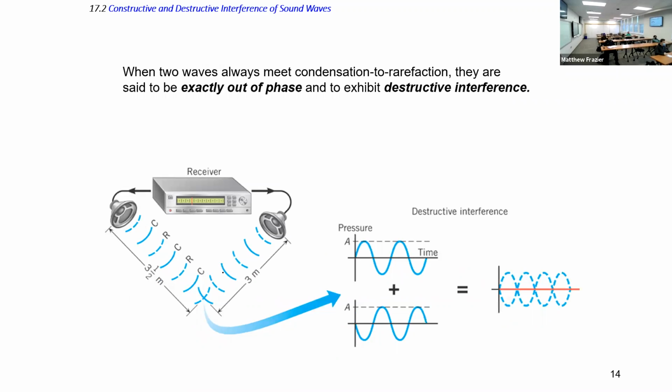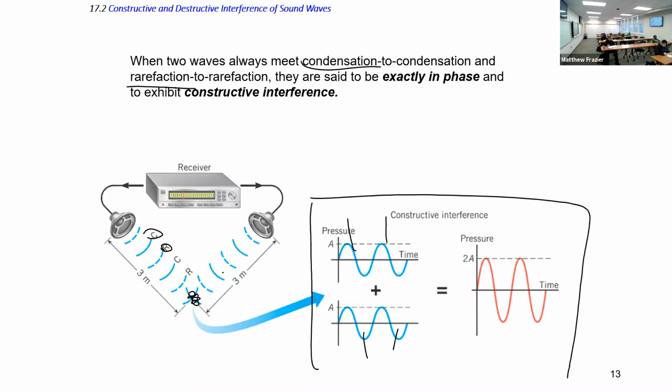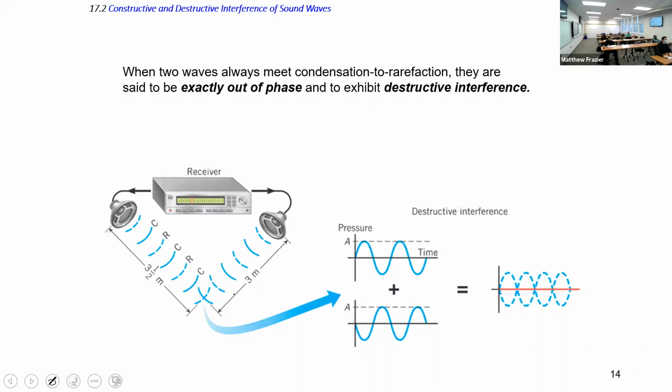Whereas if they overlap, and notice one other thing, these are the waves traveling the same distance, 3 meters here, 3 meters there. If they overlap and are out of phase, then it's destructive interference. Right here, we see basically one compression and one rarefaction. So they overlap out of phase and they cancel out.